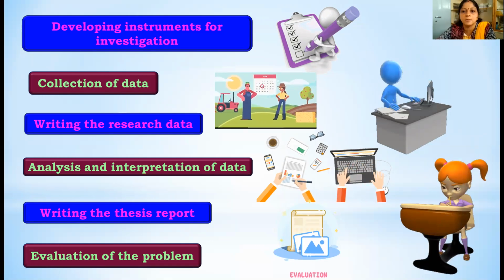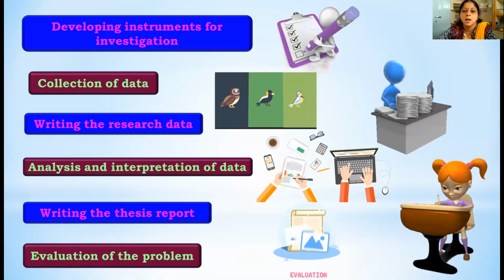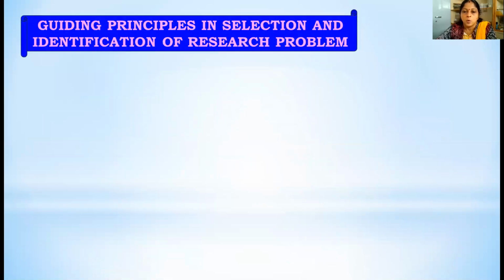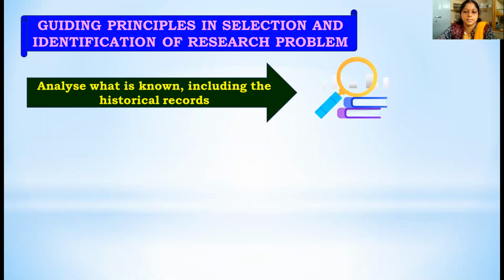This is about the broad terms, how you are going to select a research problem or formulate the research problem. Once you have formulated it, the important factor to consider while selecting the research problem is the guiding principles in selection and identification of the problem. The first principle is to analyze what is known, including the historical records. Whenever I am finding out the research problem, one must know what things are known to the people. The research problem is nothing but an unknown thing, and based on my investigation, I come to know about it. That means I am giving additional knowledge to the people.